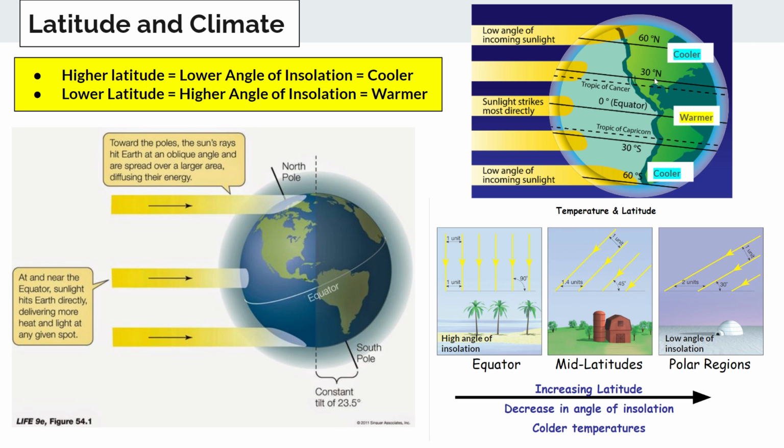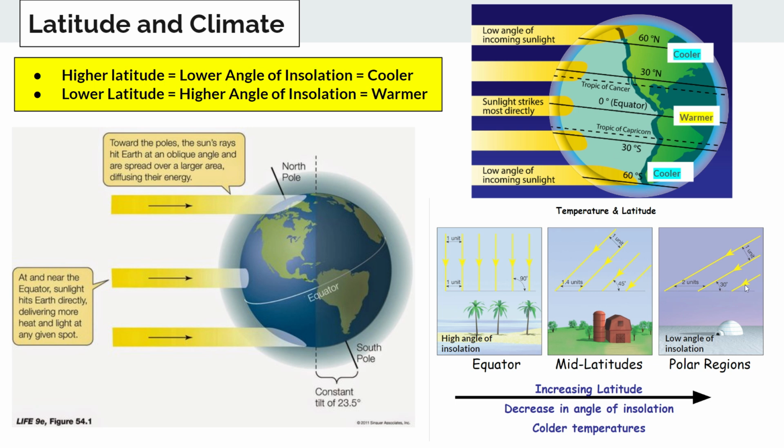In the mid latitudes, like around 30 to 60-degree north, our sunlight is not coming in directly at 90 degrees, but it's coming in at around a 45-degree angle. And that's less intense than at the equator, but more intense than at the polar regions. Notice that at the polar regions, the angle of sunlight is much lower. So, in other words, the higher your latitude by the poles, the lower the angle of insolation.